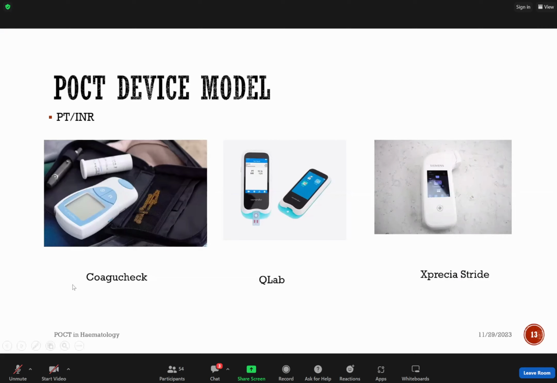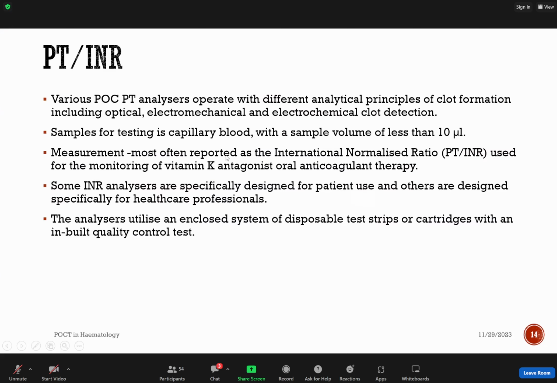Okay, this is to show you the POCT device model for PT-INR. They will have this handheld device, and we have strip and the lancets, the prick, because they use capillary sample.